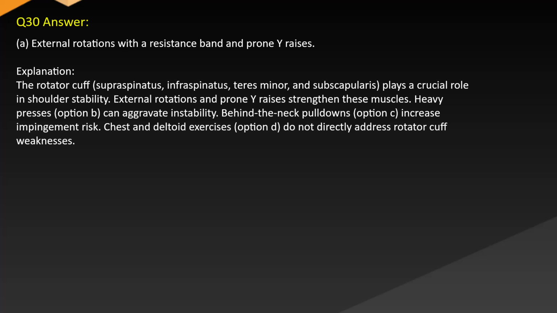Answer A. External rotations with a resistance band and prone Y raises. Explanation: the rotator cuff, supraspinatus, infraspinatus, teres minor, and subscapularis, plays a crucial role in shoulder stability. The external rotations and prone Y raises strengthen these muscles. Heavy presses, option B, can aggravate instability. Behind the neck pulldowns, option C, increase impingement risk. Chest and deltoid exercises, option D, do not directly address rotator cuff weaknesses.